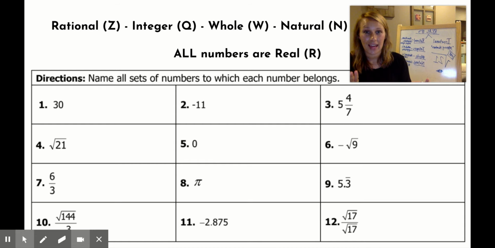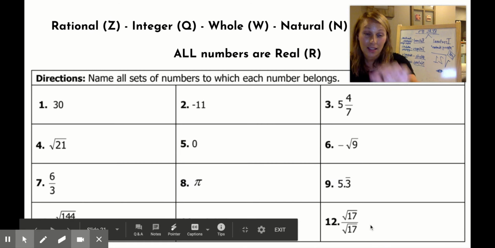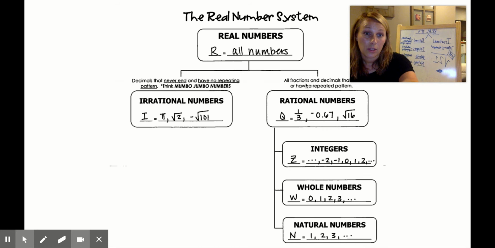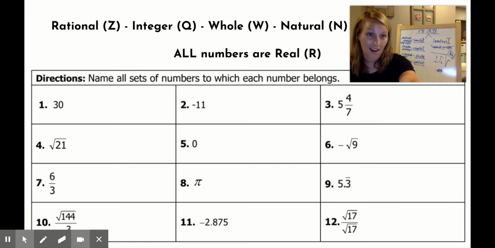If you're getting the hang of this, you're welcome to finish these examples on your own and then come back and check. If you want to keep going with me, keep going with me. Pi, automatically, anytime you see pi, it's irrational. It's messy, no repeats, it's irrational. Number 9, repeating decimals. Go back to your definitions. Rational numbers are fractions and decimals that either end or repeat. So repeating decimals are rational.